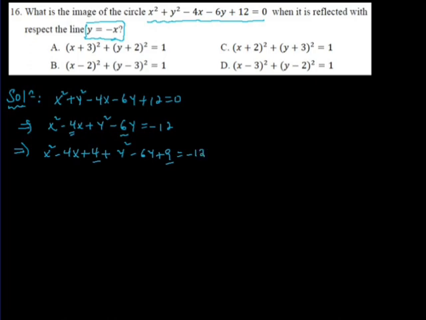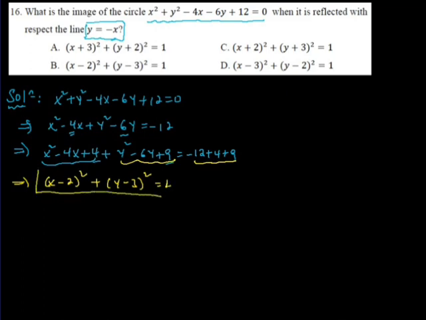So I must do the same thing on both sides to maintain the equality. So this part, x squared minus 4x plus 4, means x minus 2 the whole square, plus this part means y minus 3 the whole square, which is equal to the sum of all this, which is 1. Okay, so this is the standard form of the given circle. Okay, these two circles are the same.